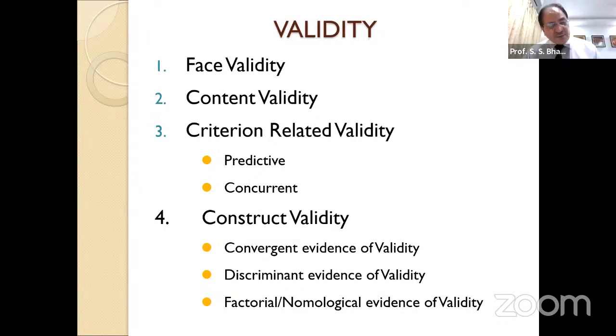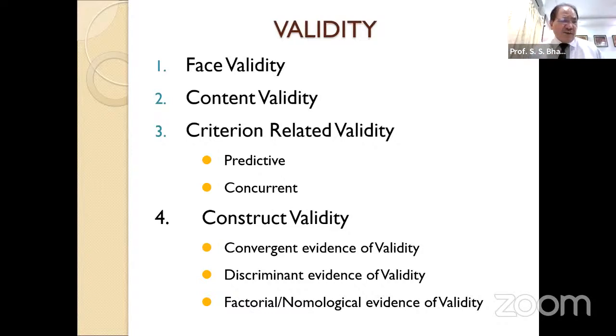Discriminant validity means within a factor, if it has a number of statements, they should measure similar traits. They should be closer to each other. And between factors or between variables, the different variables should measure different aspects of the product, so they should be different. So discriminant validity is when we indicate that the two variables are different, right?